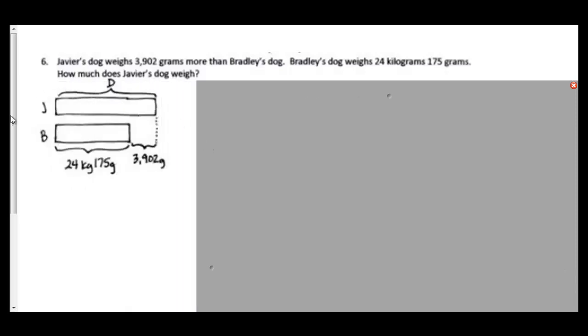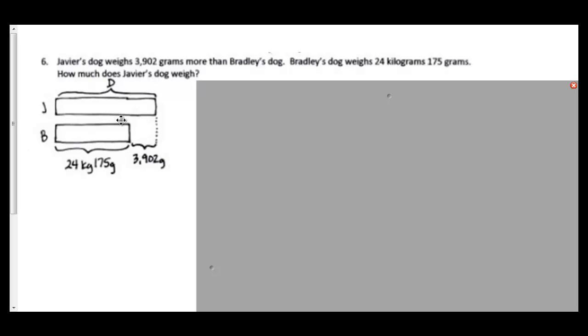This is one way to do it. I drew this tape diagram as a comparison. You could have done it where you just drew Javier's dog and divided it into two parts. One part being the weight of Bradley's dog and the other part being the 3,902 grams that it weighs more. This is just one example. So I used D for dog to see how much Javier's dog weighs.